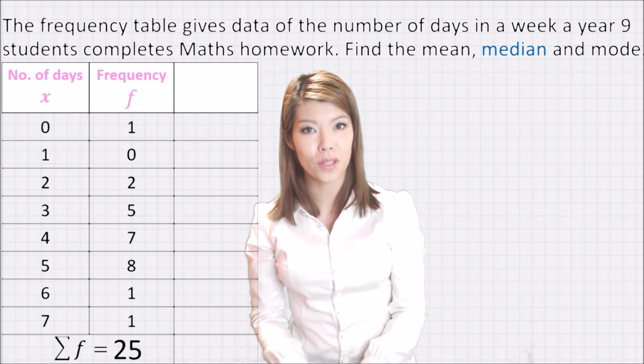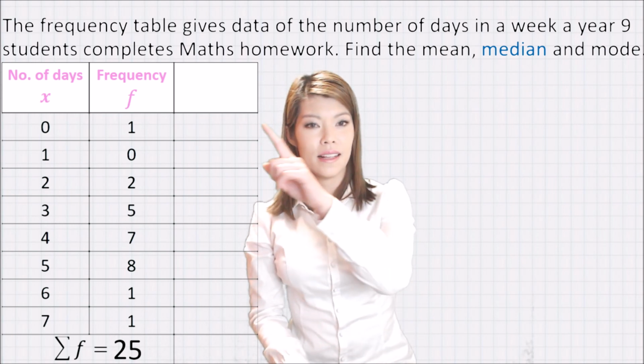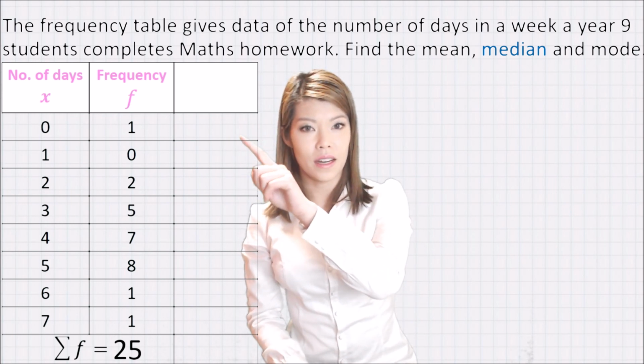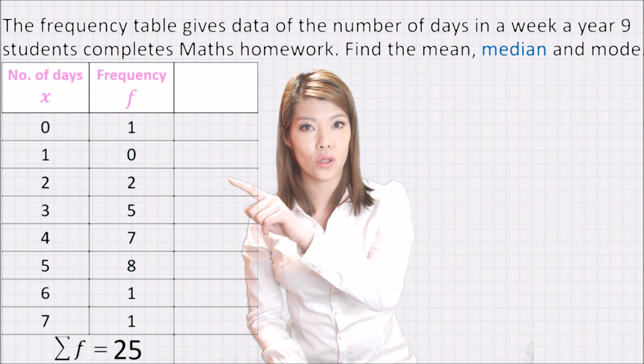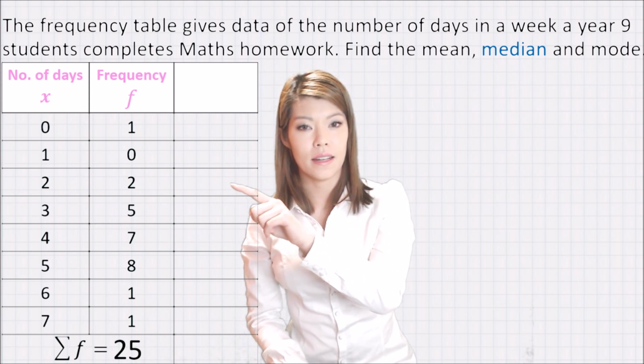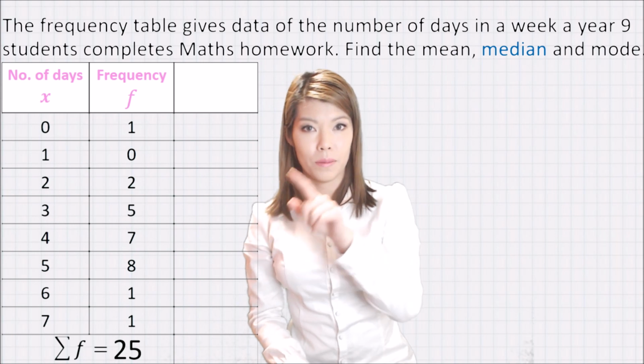So you find the sum of the total of the values, it will be like counting 1 0, and then 0 1s, and then 2 2s, so 2 plus 2, and then there's 5 3s, so 3 plus 3 plus 3 plus 3 plus 3.